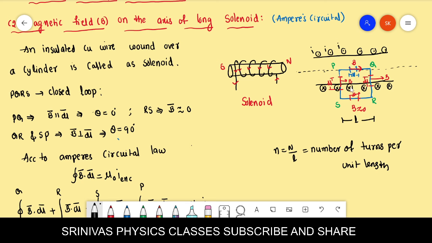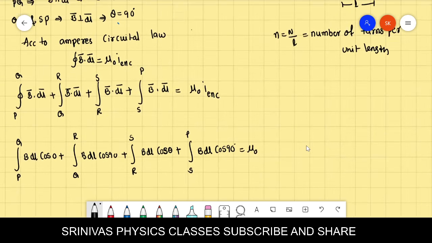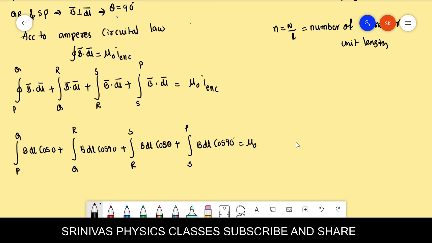Capital N is the total number of turns in this closed path. How many turns are there in this closed path? In the figure it appears as 2, but in length L the number of turns we can find out by using this formula. That is, number of turns per unit length is equal to total number of turns by length. From this formula we write capital N is equal to small n into L.